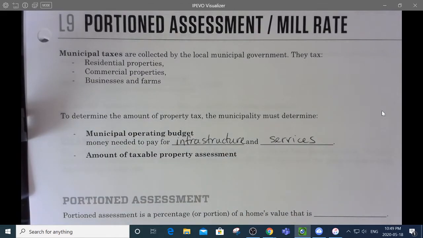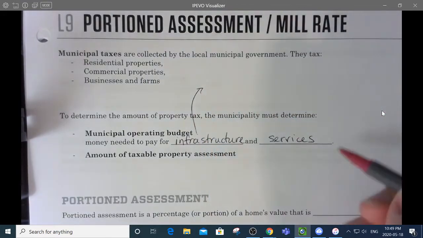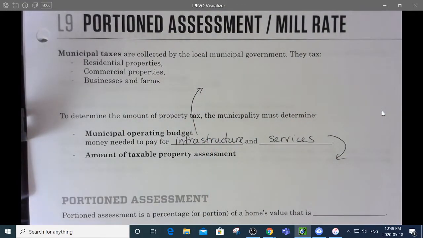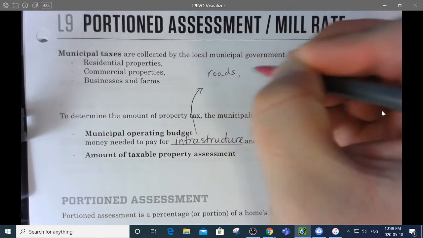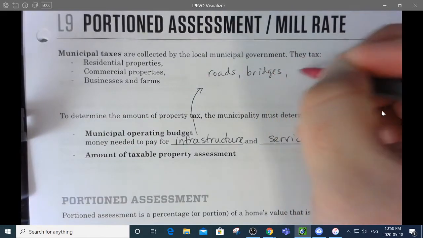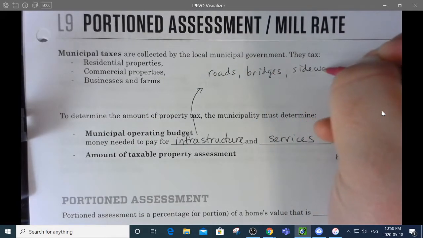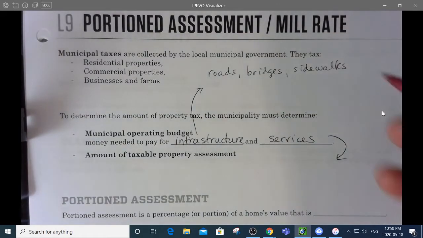Nobody likes to pay for property taxes, but we would really miss these things in our society if somebody didn't pay for them. Infrastructure, I don't have a whole lot of room here, so I'll put infrastructure things up here and I'll put services things down here. Infrastructure would include things like roads, bridges, sidewalks, and of course I'm talking about building new ones and maintaining and repairing the old ones, right?